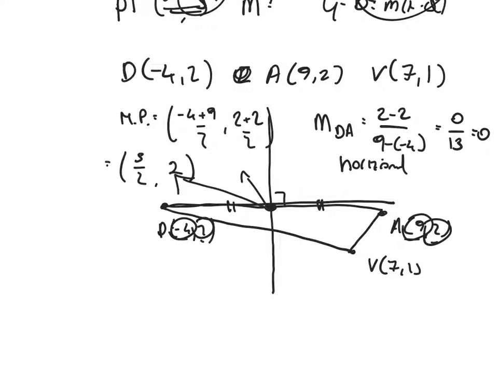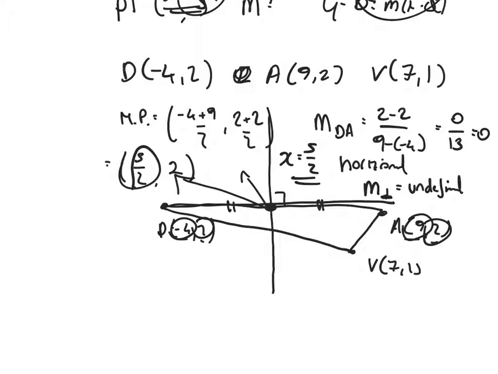Now perpendicular to that then, and that upside down T denotes a perpendicular line, the line must be a vertical line, and a vertical line has an undefined, or if you like, infinite gradient. Now if it's an undefined gradient, that means it's a vertical line. If it's a vertical line, it's got the equation x equals, and I just check the x coordinate which it passes through, which is 5 over 2.